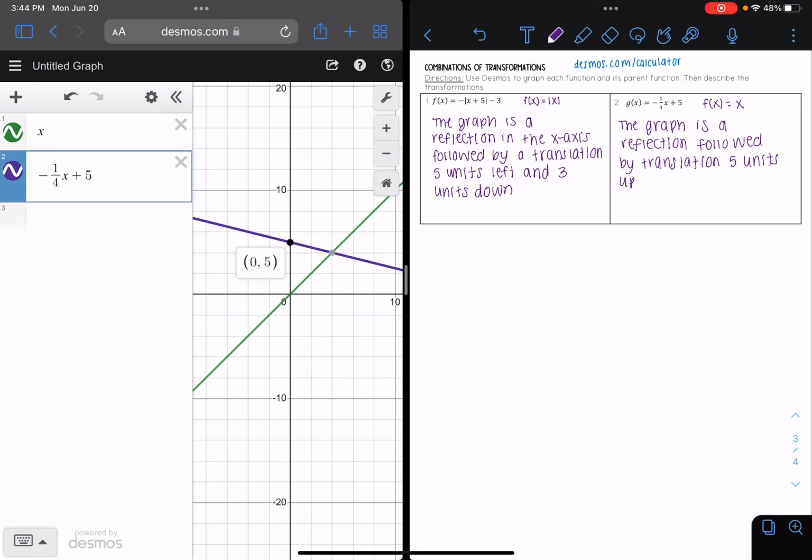And I also noticed that my purple graph here is less steep than my green graph. And I see that's because it is being multiplied here by a negative 1/4. So because it's being multiplied by 1/4, which is between 0 and 1, this is also going to be a vertical shrink of 1/4 units.